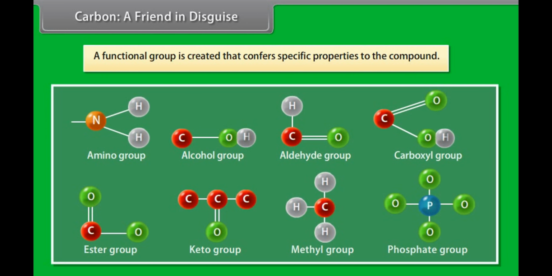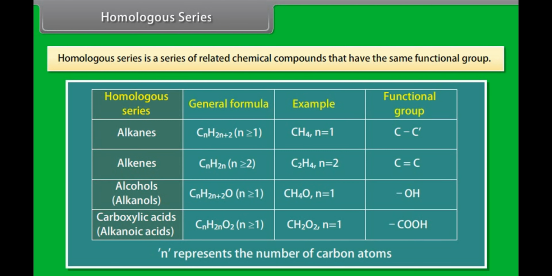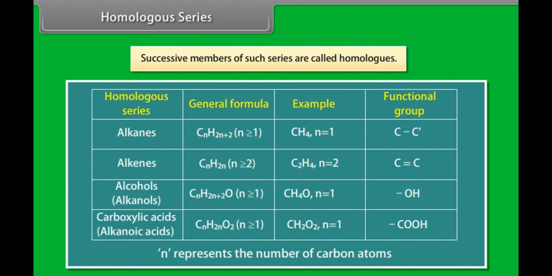Homologous series. Homologous series is a series of related chemical compounds that have the same functional group. These differ in formula by a fixed group of atoms. The successive members of such a series are called homologous.